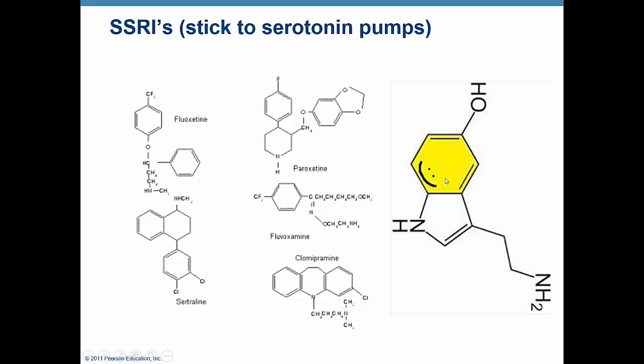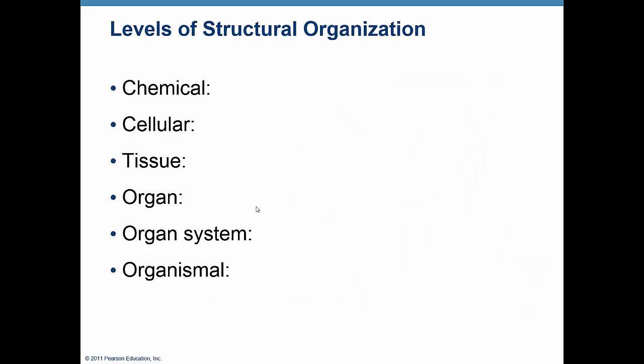So if you look here, serotonin and all of these selective serotonin reuptake inhibitors have the same ring structure and a very similar shape to them. So from the level of organs all the way down to the molecular level, anatomy and physiology are tied together. So the next topic is the levels of structural organization, and you want to keep in mind the principle of complementarity as we work through this.